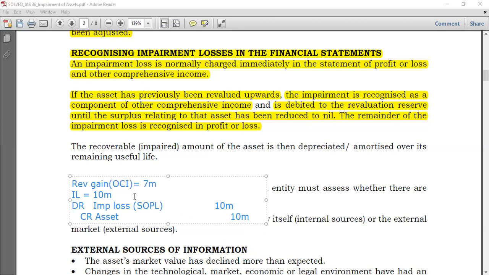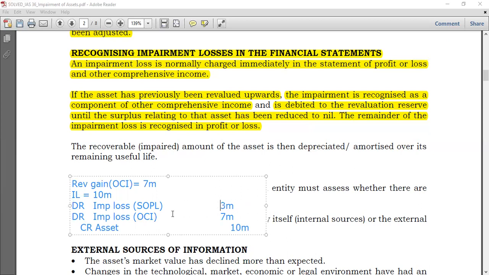And if this was the case, this impairment loss, instead of taking it wholly to the statement of profit or loss, we would first have to take it to other comprehensive income. So instead of taking this 10 to the profit or loss, we would first debit this impairment loss of other comprehensive income of 7 million, and then the remainder, which is 3 million, would actually come here. So we'll have something like this.